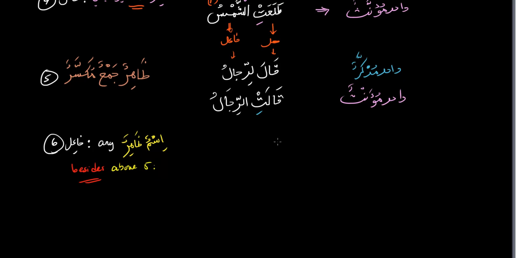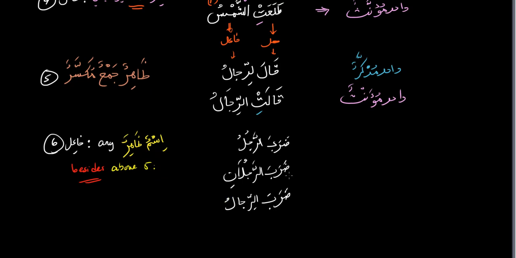Okay, so let's give some examples. Daraba ar-rajulu. Daraba ar-rajulu. Okay, daraba ar-rajulani. Daraba ar-rajulan. Two. Daraba ar-rijalu. Daraba rijal. Okay, so corresponding to gender.